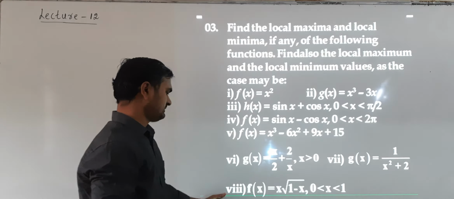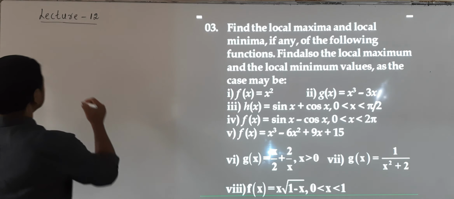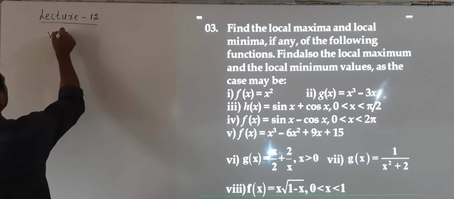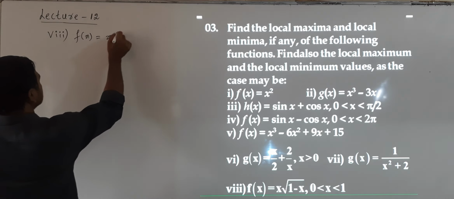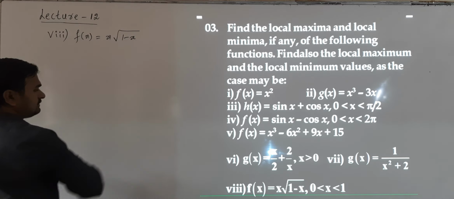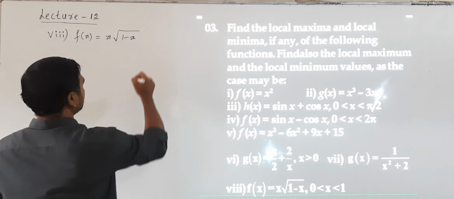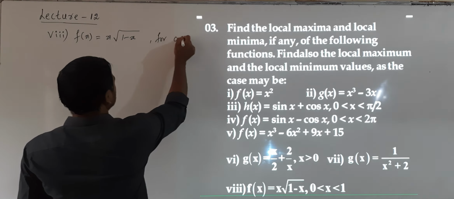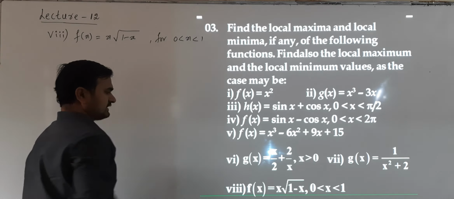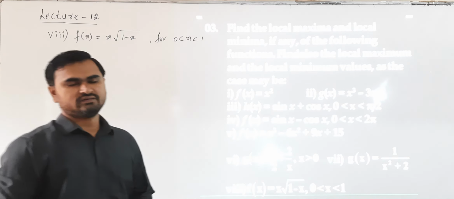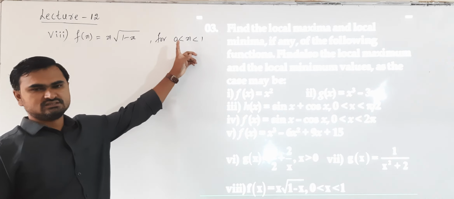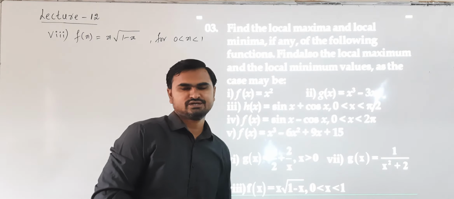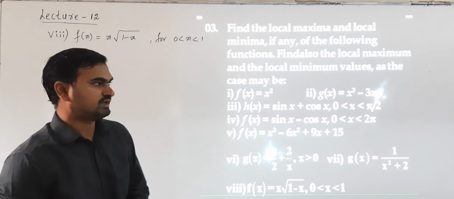See, eighth part in this, f of x equal to x into square root of 1 minus x for 0 less than x less than 1. Okay, so the interval is given. For what values of x is the function defined here? x lies between 0 and 1, excluding 0 and excluding 1 also.